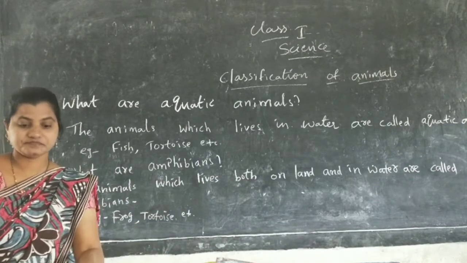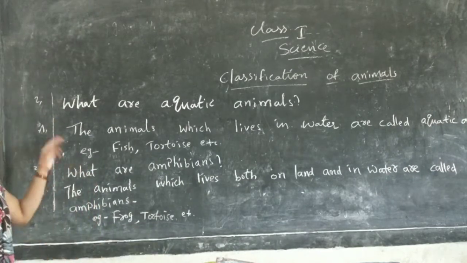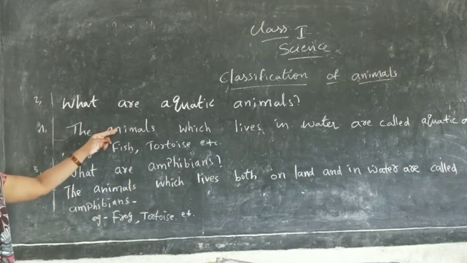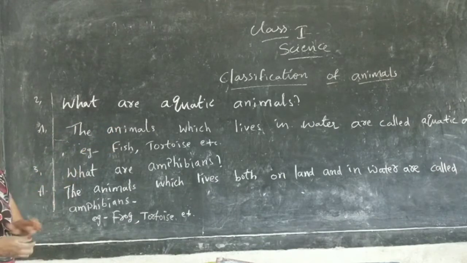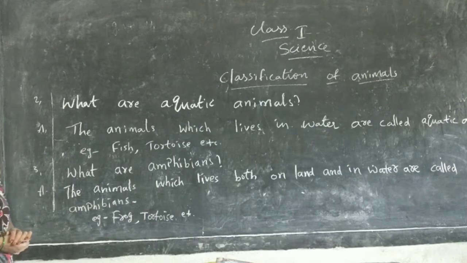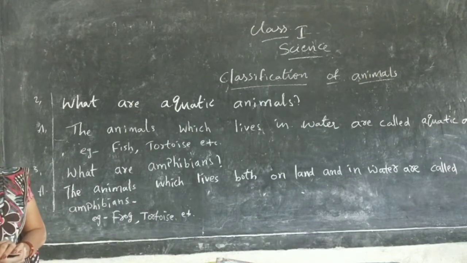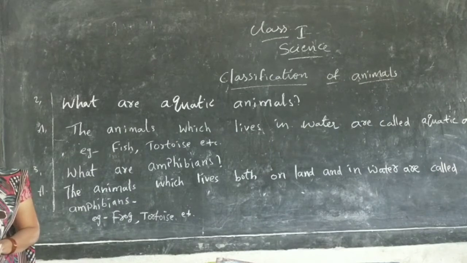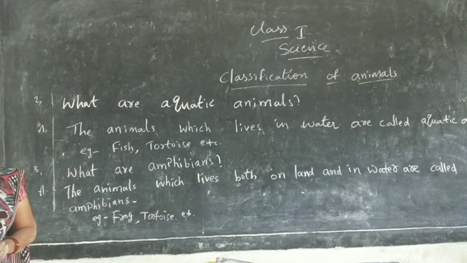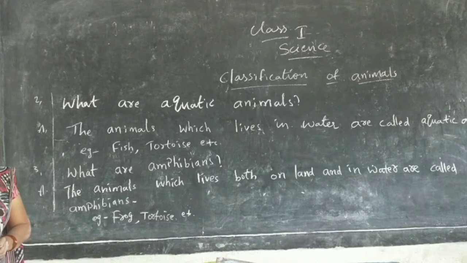Okay, children, once you look at this, what are aquatic animals? The animals which live in water are called aquatic animals. For example, fish, tortoise, etc. Next question, what are amphibians? The animals which live both on land and in water are called amphibians. Example, frog, tortoise, etc.